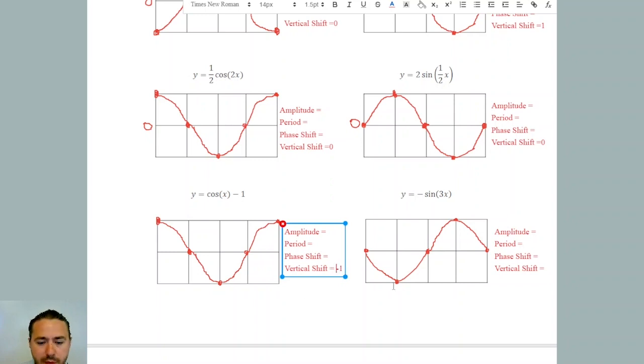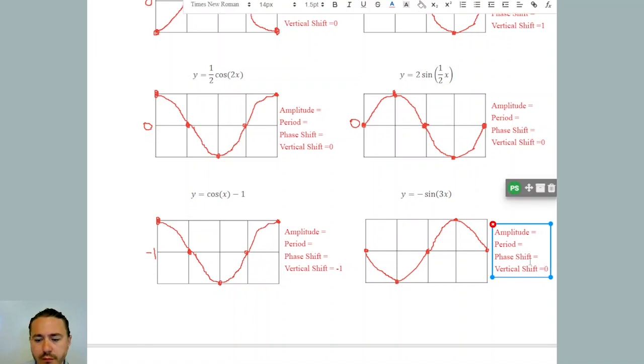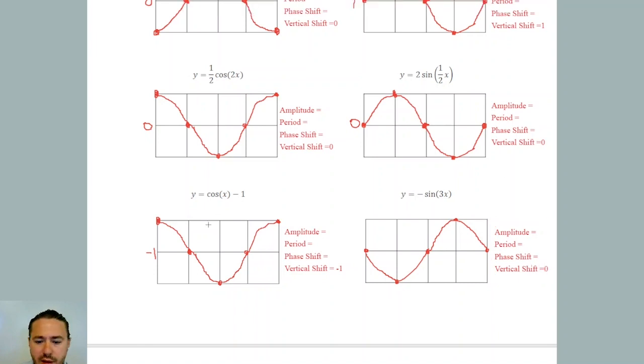Just one little space in there, make that easier to read. Okay, so that means that our equilibrium should be at -1. And for this last one, the vertical shift is just 0. We're not adding anything. So let's label that.